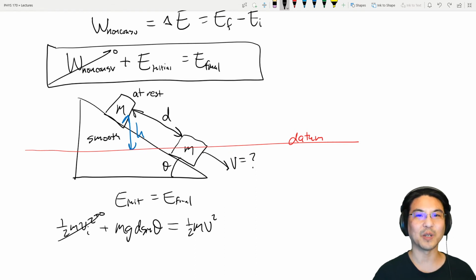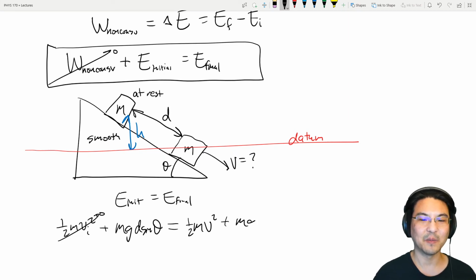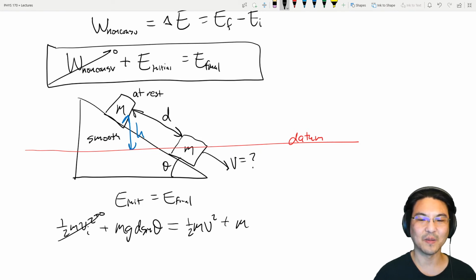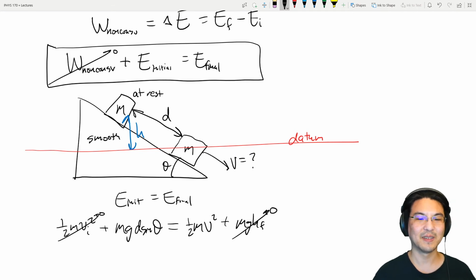Okay, what is the spring potential energy? There's no spring, so none. What's the gravitational potential energy? mgh, the height above the datum. It's at the datum, so the height above the datum is 0. So mgh, the final height above the datum is 0. So that's all we got.